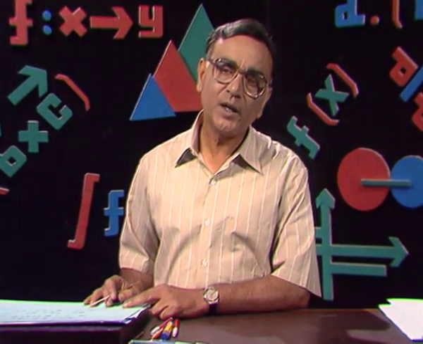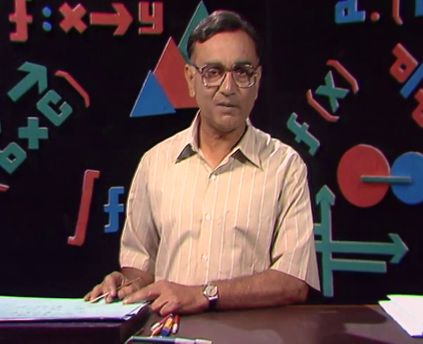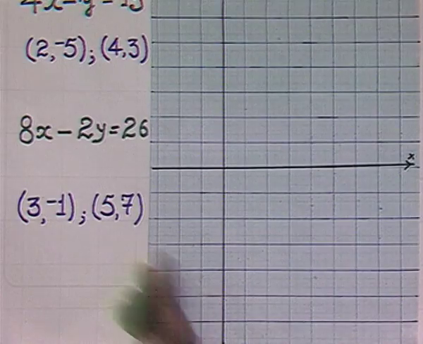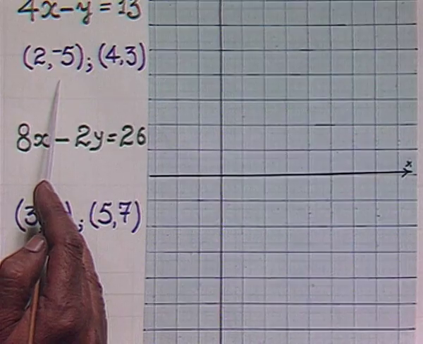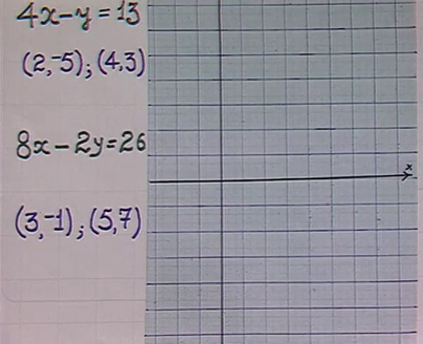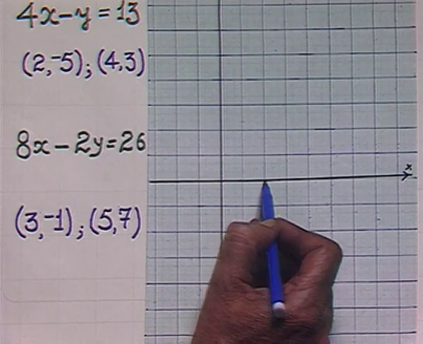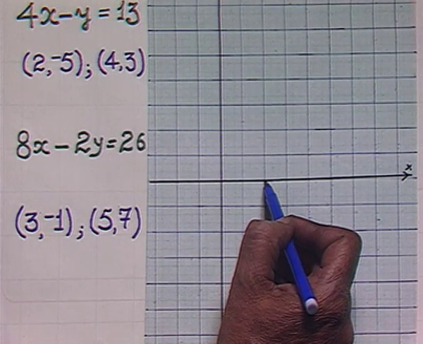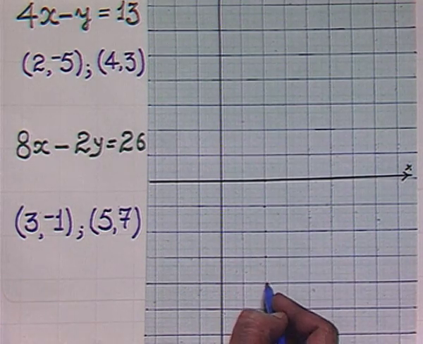Now, once again we will plot these ordered pairs for the two equations on the graph paper and see how these lines look. So here is the first equation, 4x minus y equals 13, and the ordered pairs we are taking for this are (2, -5) and (4, 3). Let us first plot these two points. First point is (2, -5). Again, 2 being positive I will move to the right 1, 2, and minus 5 units. Which direction do I go, up or down? Because it is a negative distance I will be going down. So this is 1, 2, 3, 4, 5.